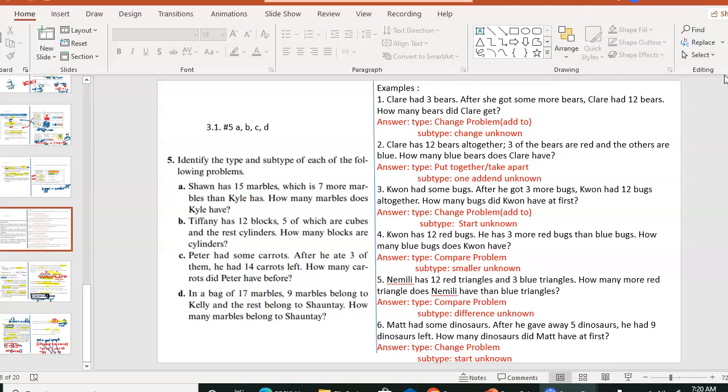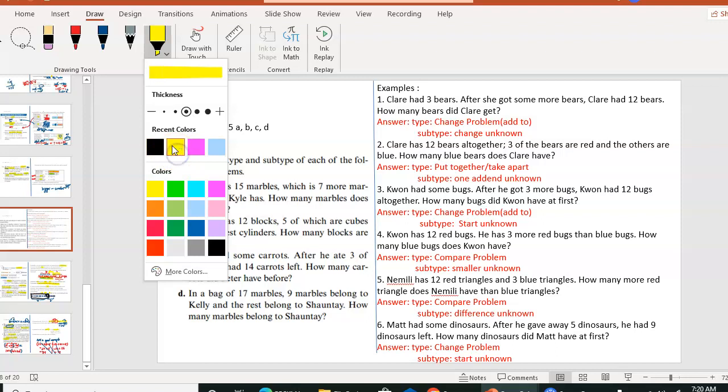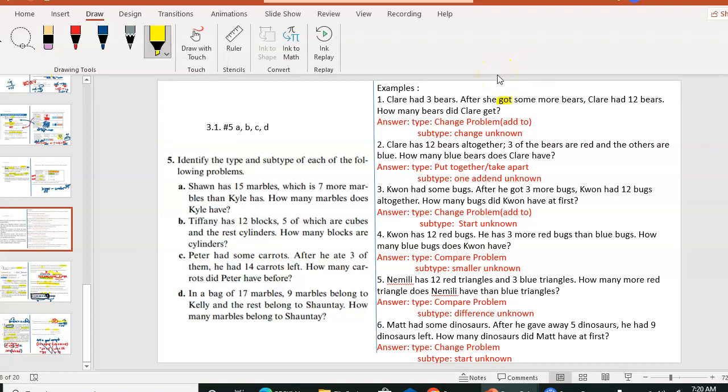Claire had 3 bears after she got some more. So when we look at word problems, we look for the keywords. For example, here it says she got some more. And Claire had 12 bears. How many bears did Claire get? So we're not asked to solve the problem. As teachers, we need to be able to give our students different types of word problems to practice to make sure they can solve different types of problems.